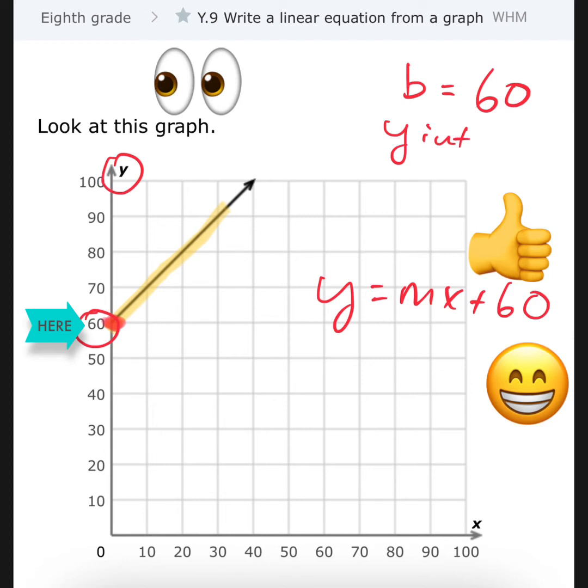Now, if you were to put this in the calculator and choose 2 points, remember on your calculator, you get an a value and you get a b value. The b value is the one that lets us know where the line crosses the y-axis. It's called the y-intercept.